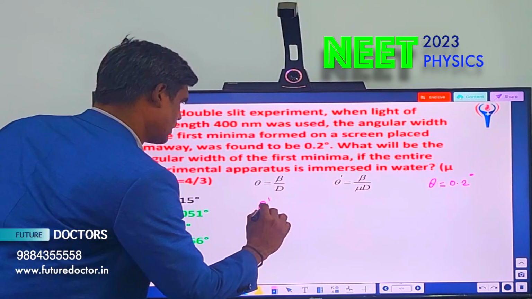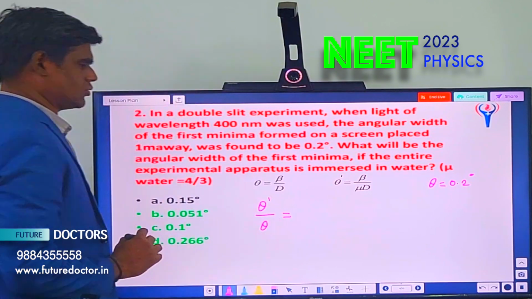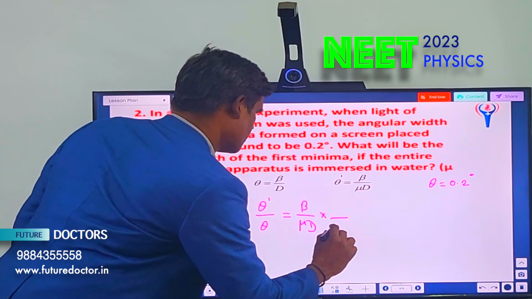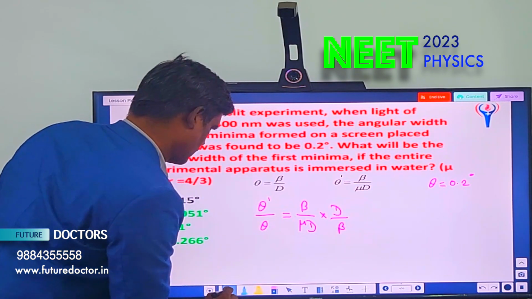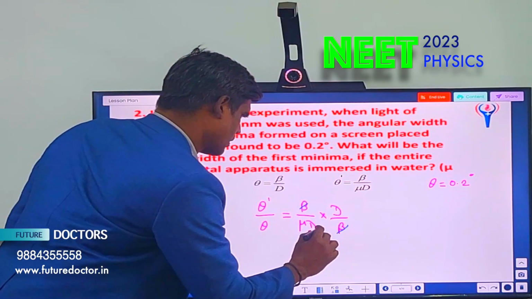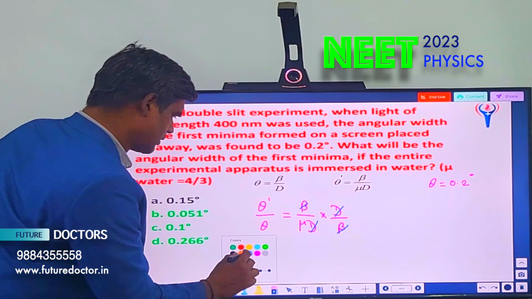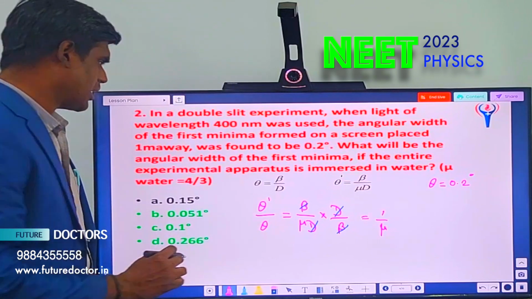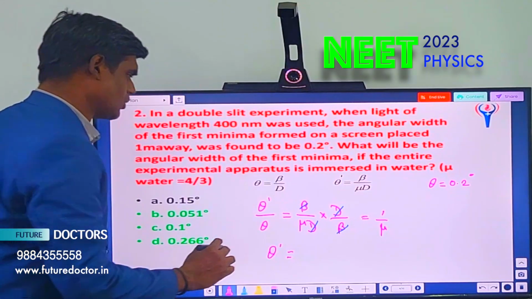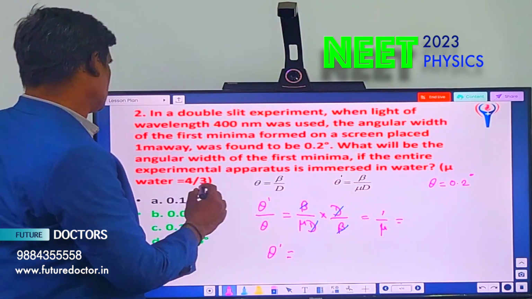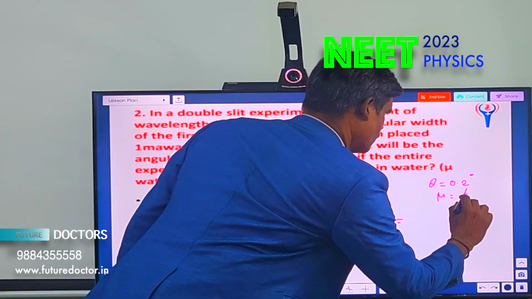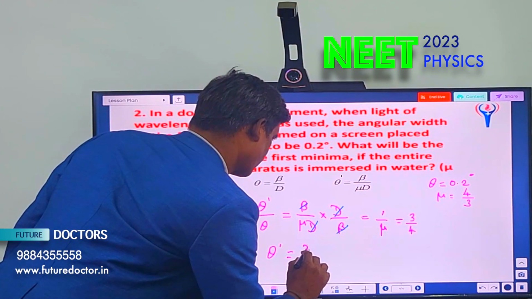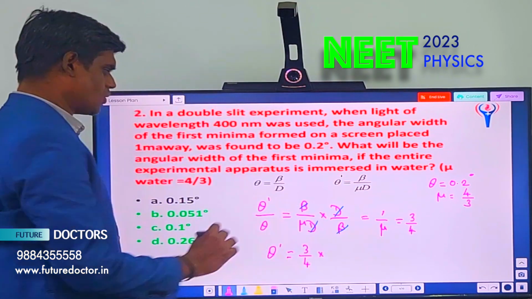Then theta dash by theta equal to (beta by mu d) into (d by beta). Then beta and d get cancelled. What's remaining is only 1 by mu. Theta dash by theta equal to 1 by mu, so theta dash equal to theta by mu. Mu is given as 4 by 3. So 1 by 4 by 3 is 3 by 4. Then substitute: 3 by 4 into theta.